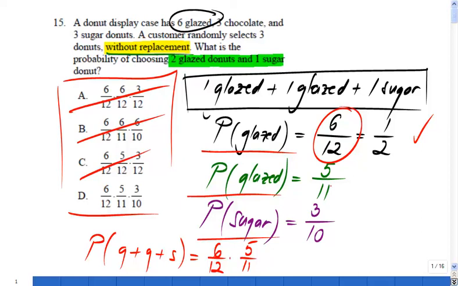And even C. I could have actually stopped after the second one because D is the only one that has 5/11 as the second glazed donut probability. But anyway, the answer here will be 6 over 12 times 5 over 11 times 3 over 10. Option D, and this is how you solve a similar problem on the proficiency exam or on whatever math test you're taking. All right? Thank you, guys.